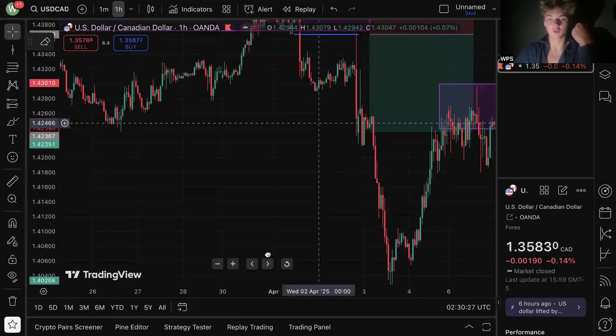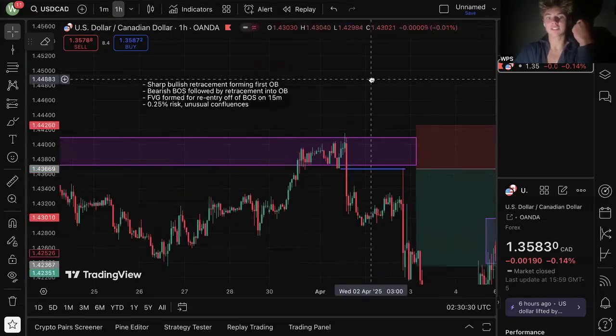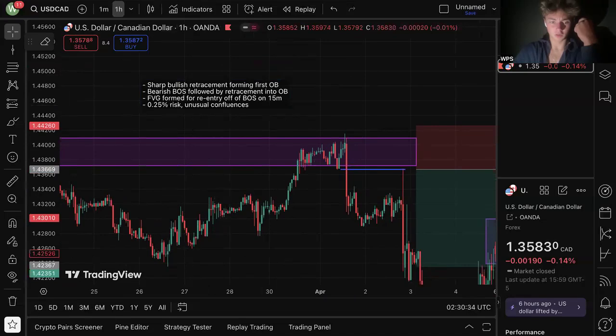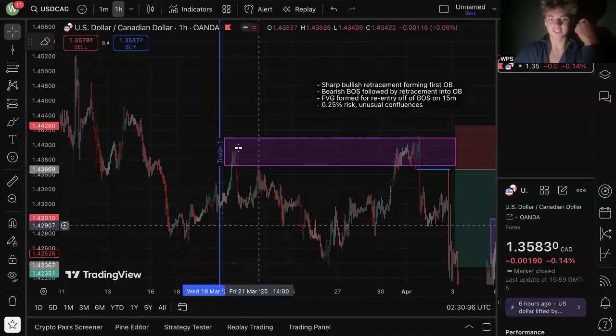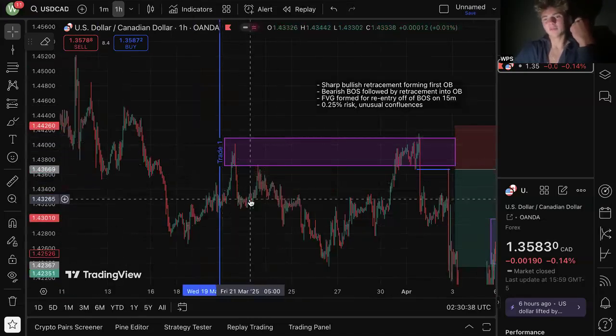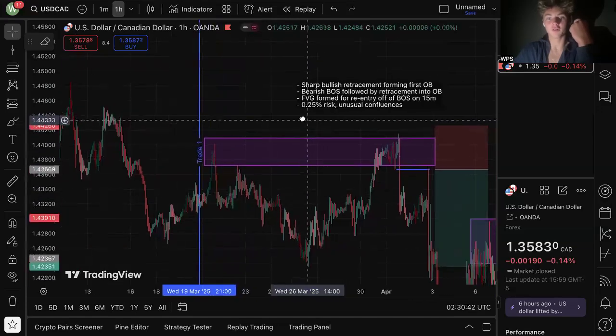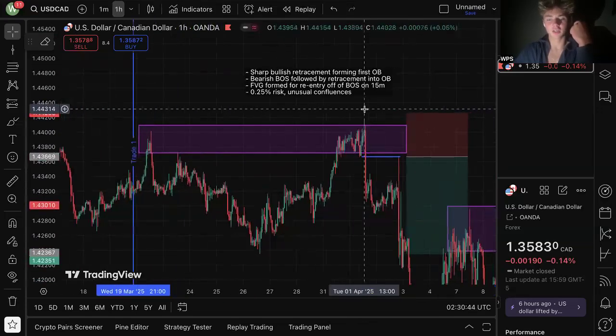It would have hit, of course, but because this is sort of an unusual confluence trade, although there is a liquidity sweep, it felt a little unusual to me. I would only risk 0.25% of my account on this trade.